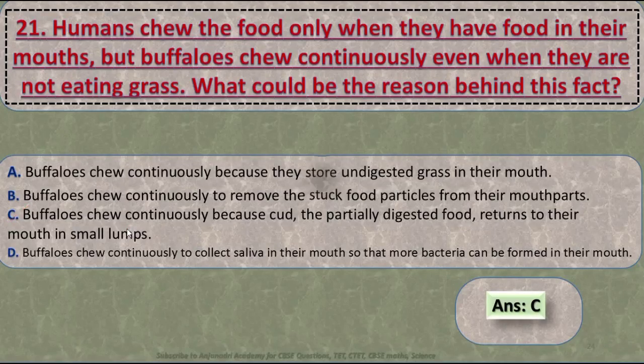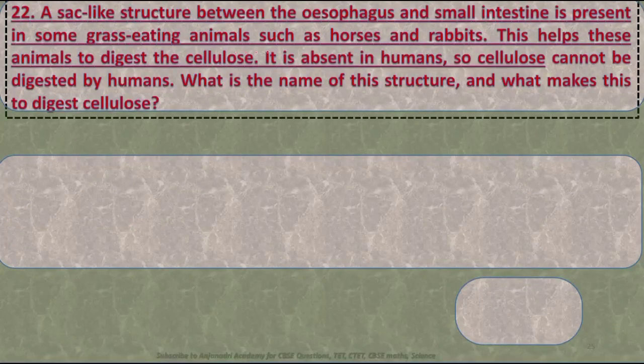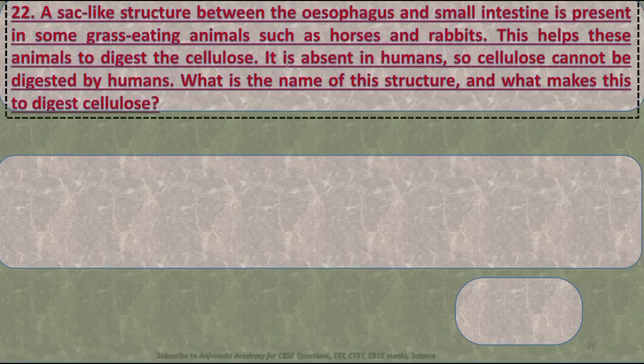Here is the next question. A sac-like structure between the esophagus and small intestine is present in some grass-eating animals such as horses and rabbits. This helps these animals to digest the cellulose. It is absent in humans, so cellulose cannot be digested by humans. What is the name of this structure and what makes this to digest the cellulose?